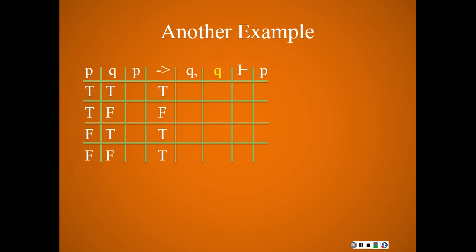Okay, now I'm going to evaluate Q, the other premise of this argument. Of course, that's pretty easy. All I need to do is copy down the column for Q over there from the left. Now I'm going to look at the conclusion. The conclusion is P. Of course, it's easy to find the truth values for it too. All I do is copy down the column for P that I have over there on the far left. Okay, so now I've got my truth table.